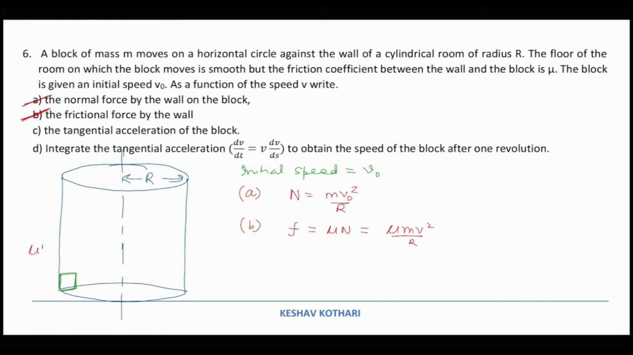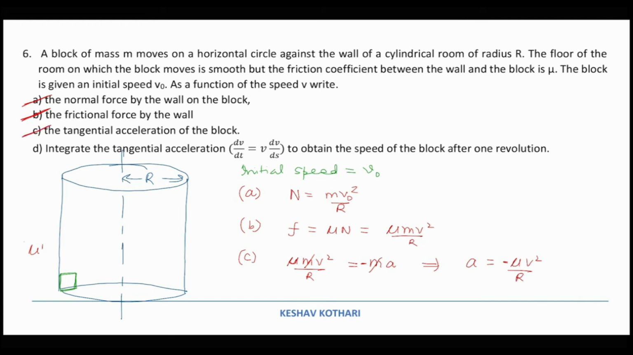Now due to the frictional force, the block which initially started with a velocity v0 will undergo retardation. The friction, mu mv square by r, can be equated with mass into acceleration, with a negative sign. So the value of the acceleration, which is actually retardation, will be equal to minus mu v square upon r. This is the value of the tangential acceleration of the block.